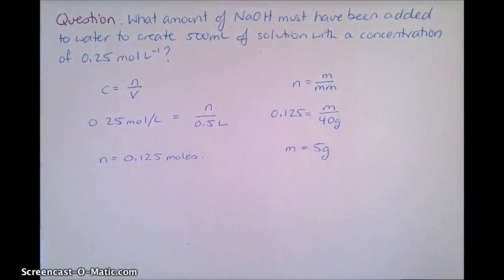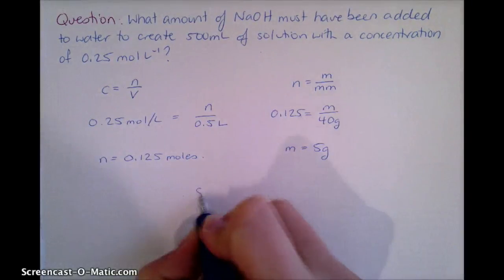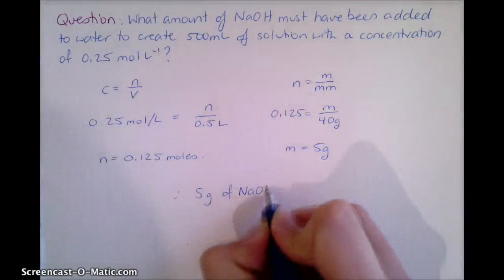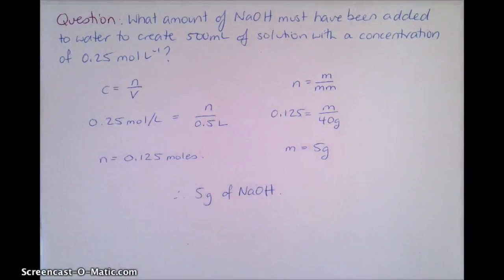So what amount of sodium hydroxide must have been added to water to create the 500 ml of solution with a concentration of 0.25 mol per litre? It is 5 grams. 5 grams of sodium hydroxide. And that's it.